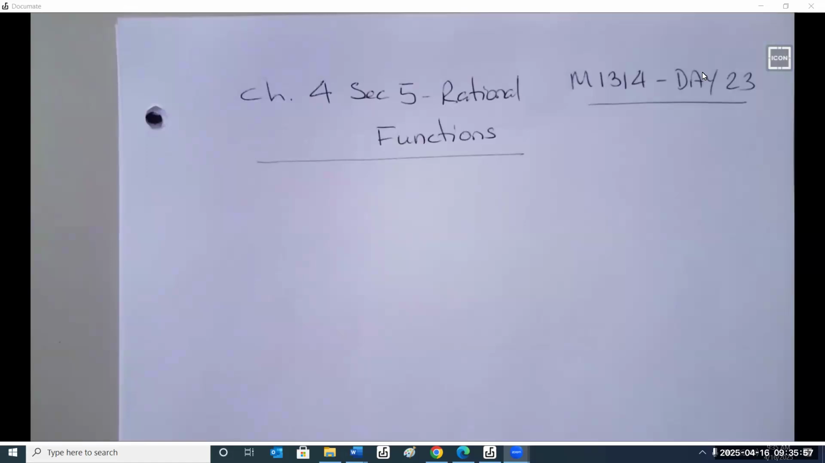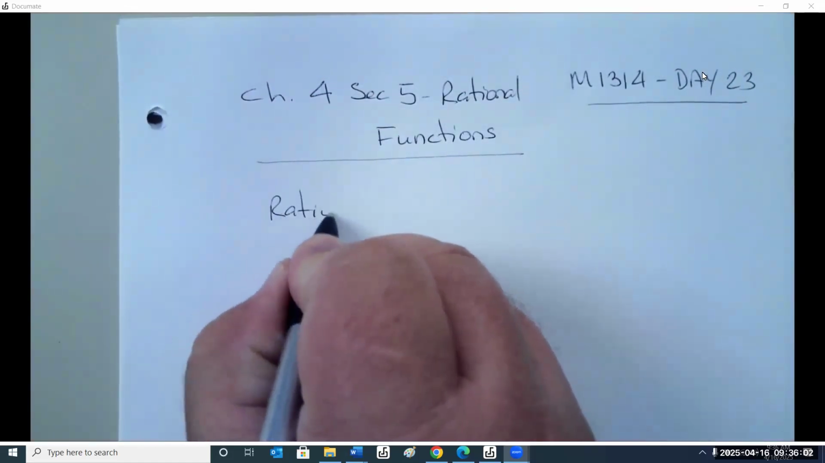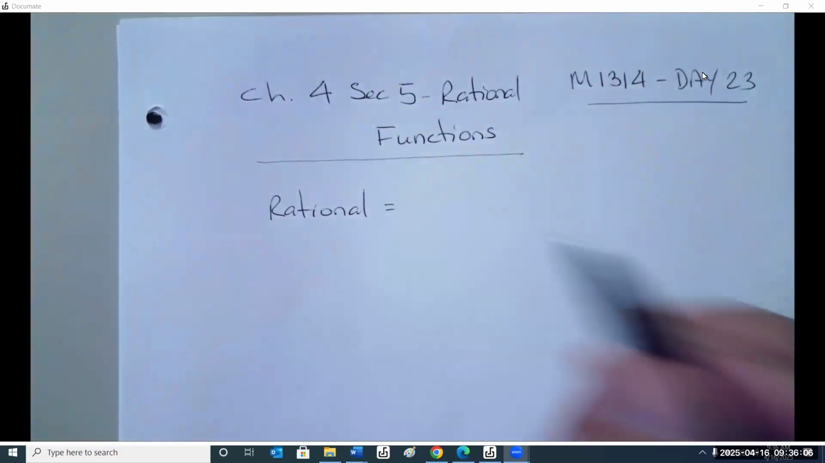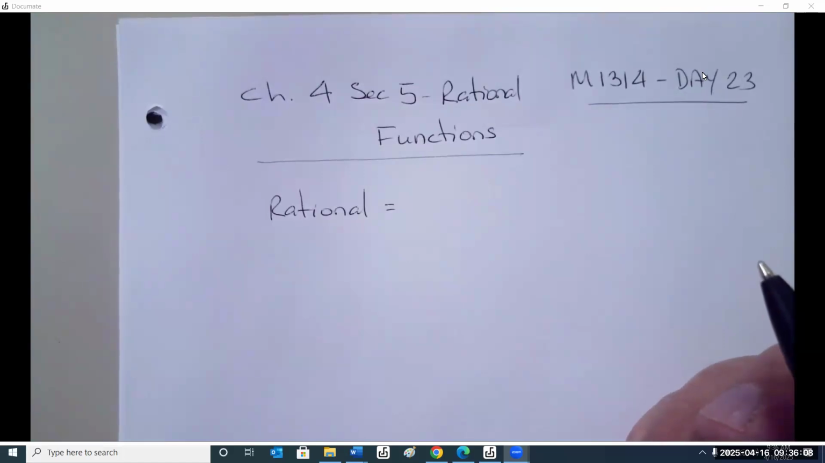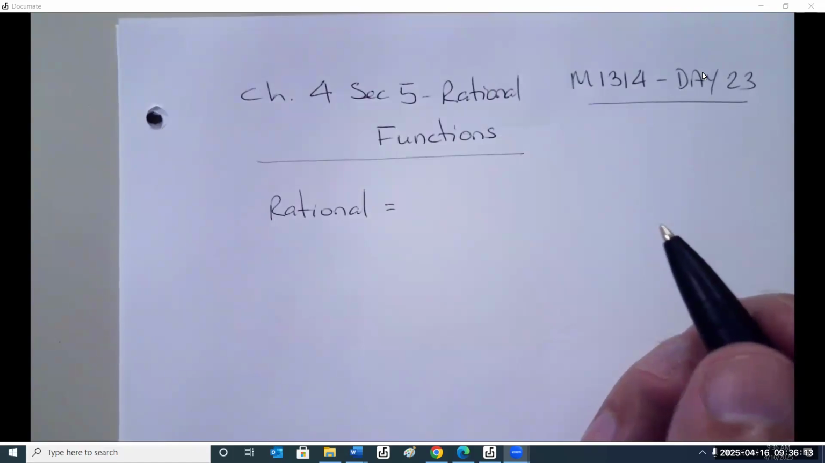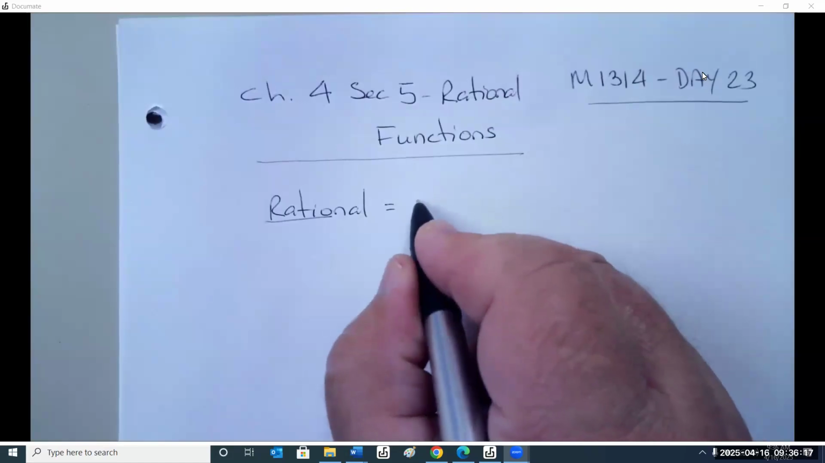Rational function. What is a rational function? What is a rational? What does rational mean? The first 5 letters of the word spell what? Ratio. What's a ratio?